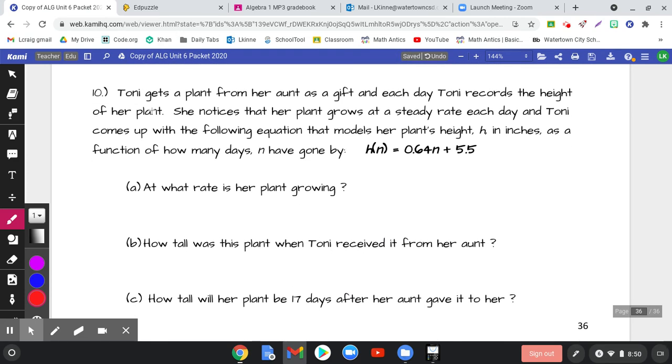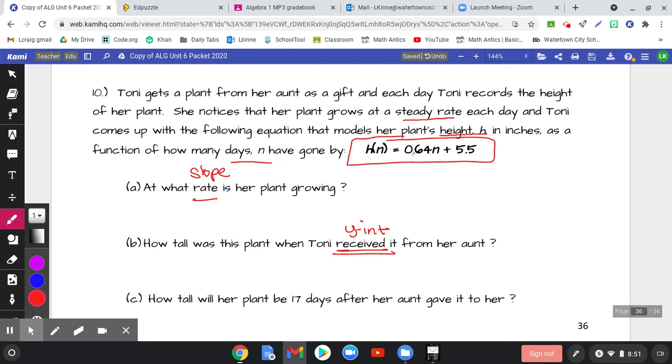All right, here's our equation. You can almost answer these questions without reading the word problem. What's the rate? I mean, we're going to, but that's your slope. How tall was the plant when she received it? The starting amount. That's your y-intercept. All right, so Tony gets a plant from her aunt as a gift, and each day, Tony records the height of her plant. She notices that her plant grows at a steady rate each day. All right, that's a keyword for slope, and comes up with the following equation to model her plant's height, which is h in inches as a function of how many days n have gone by.